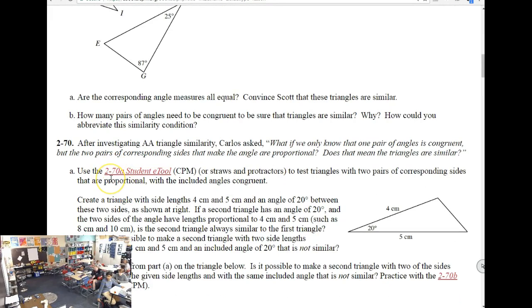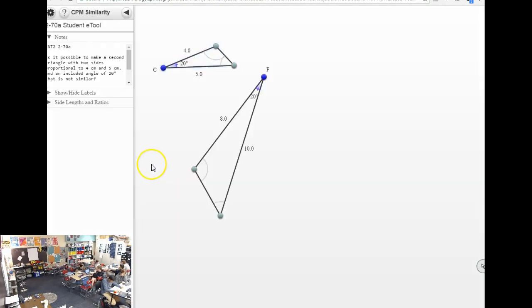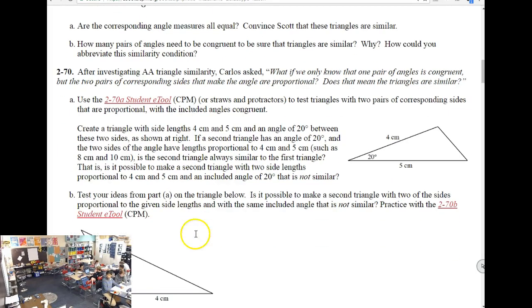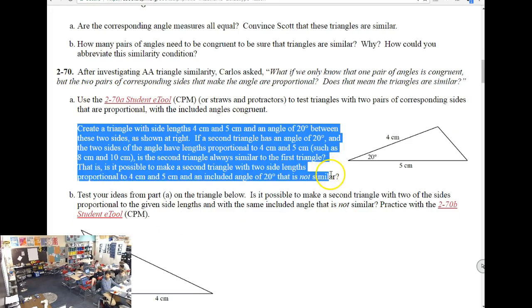So, open your Chromebooks again. Hang on a second, then I'll release you. When we look at triangles, we know that we have angle similarity, right? This is a rule that we talked about last week. But if we go to 270's E tool, here are your directions.